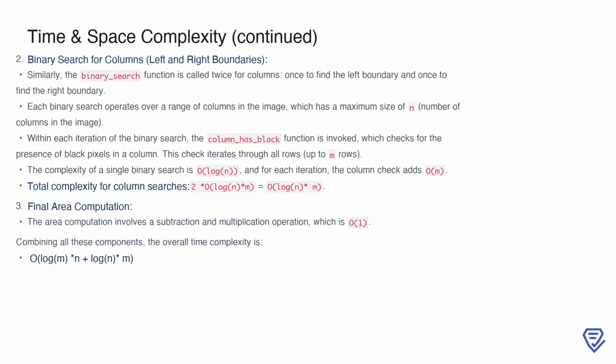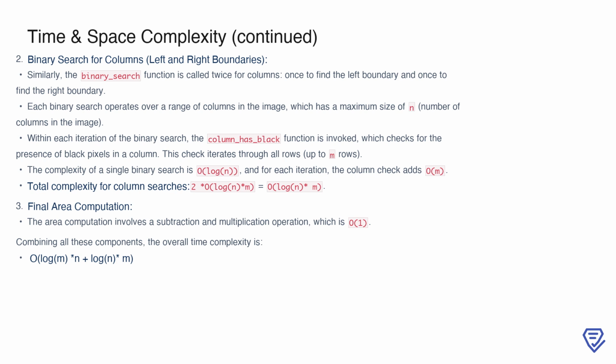Next, we focus on the binary search operations for the columns, which determine the left and right boundaries of the rectangle. Similarly, the binary search function is called twice, once for the left boundary and once for the right. Here, the binary search operates over a range of columns with a maximum size of n, the number of columns in the image. During each iteration, the column_has_black function is used to check all rows, up to m rows, for black pixels. The complexity of a single binary search in this case is O(log n), and each iteration involves a row scan of O(m). Combining these, the total complexity for both column searches becomes O(log n * m).